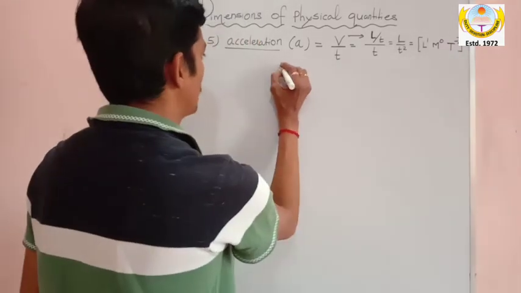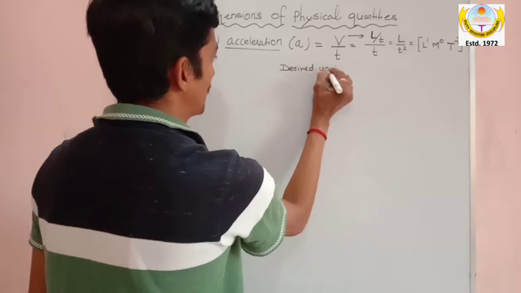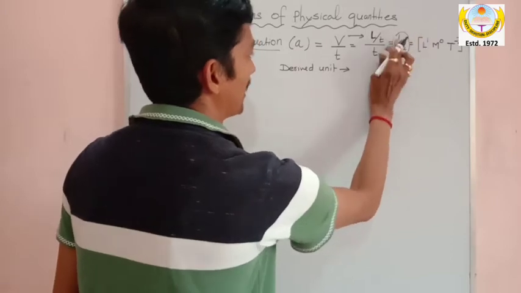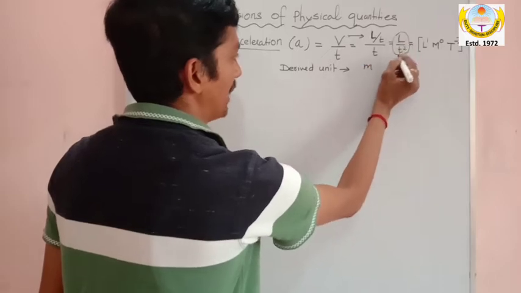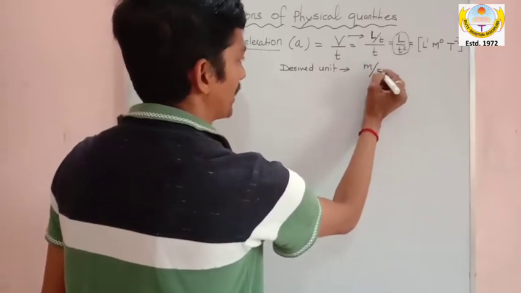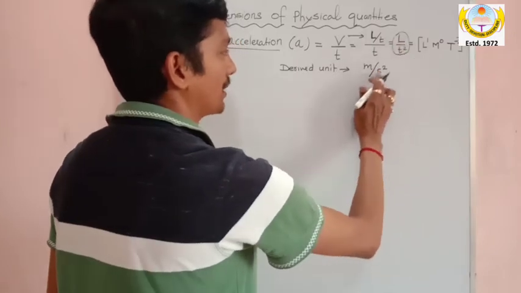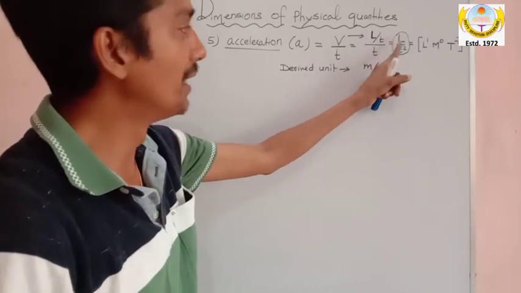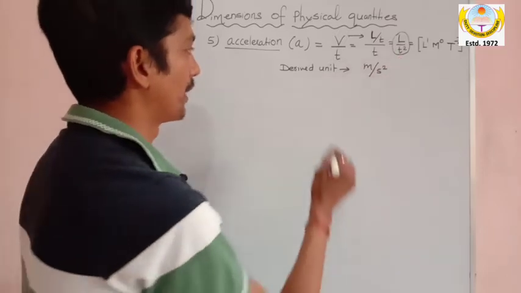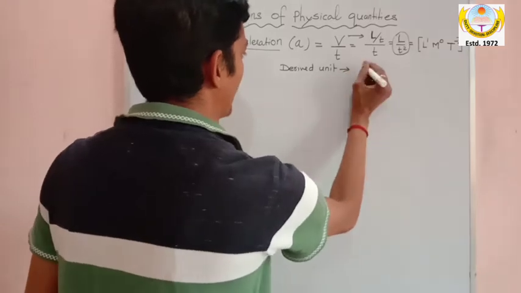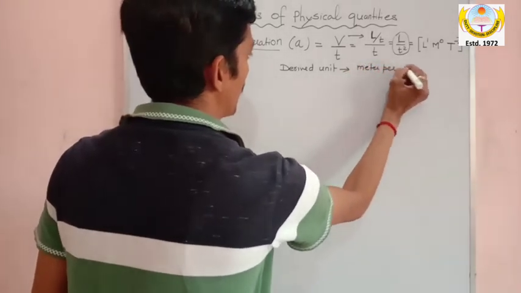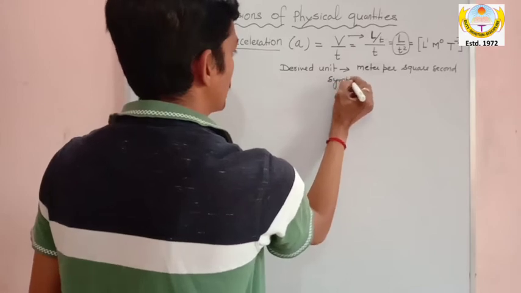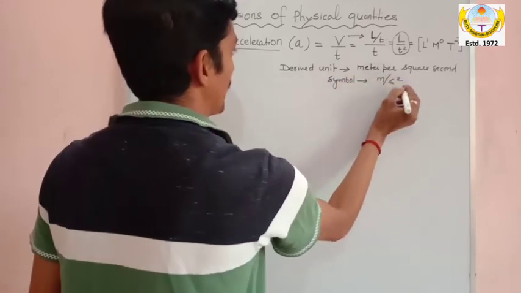Now what is its derived unit? The derived unit of acceleration: you can see the final answer is length upon time square. Length has the unit meter, and time square has the unit second square. So the derived unit for acceleration is meter per second square, because in the numerator it is meter and in the denominator it is second square. The symbol for that will be m/s².